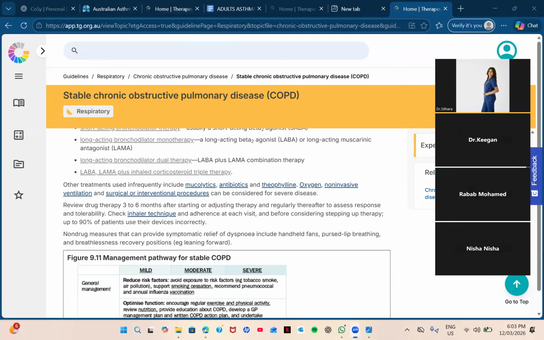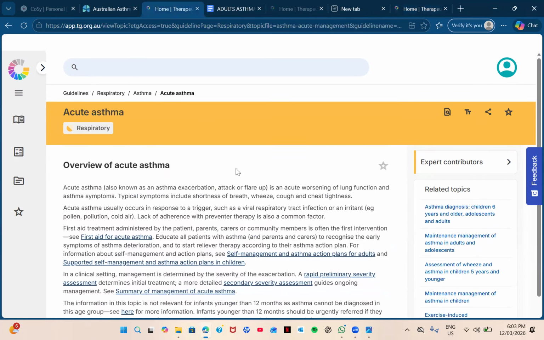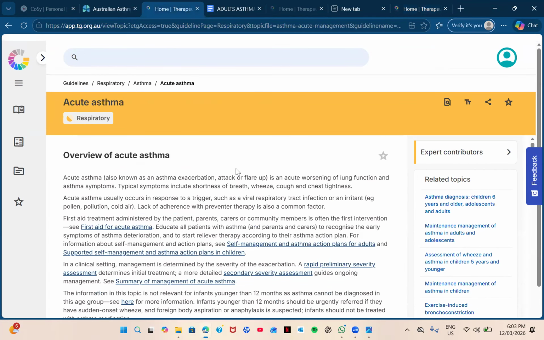We'll start from asthma, right? For asthma also we have acute management and we have maintenance treatment, right? So first we will discuss acute management, right? Okay, in acute management also you should know.